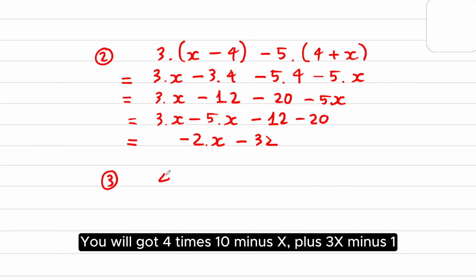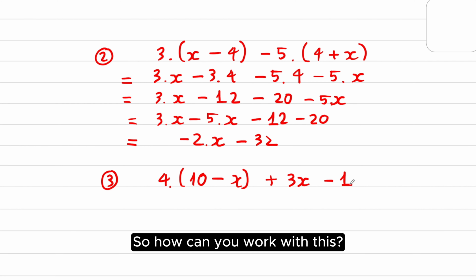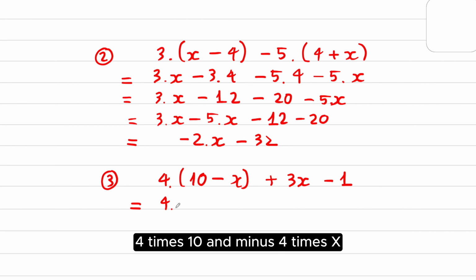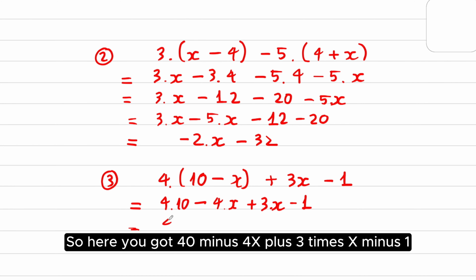You have 4 times (10 minus x), plus 3x minus 1. For this one you only have one bracket, but outside the bracket you also have a term in x and another constant number. So how can you work with this? You just expand the first bracket: 4 times 10 and minus 4 times x, plus 3x minus 1. So here you get 40 minus 4x plus 3 times x minus 1.